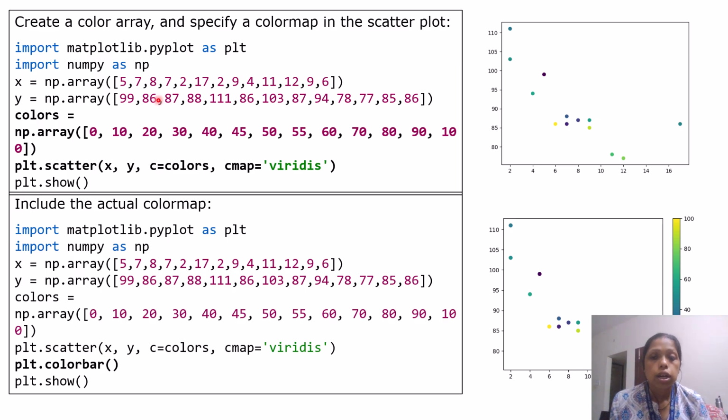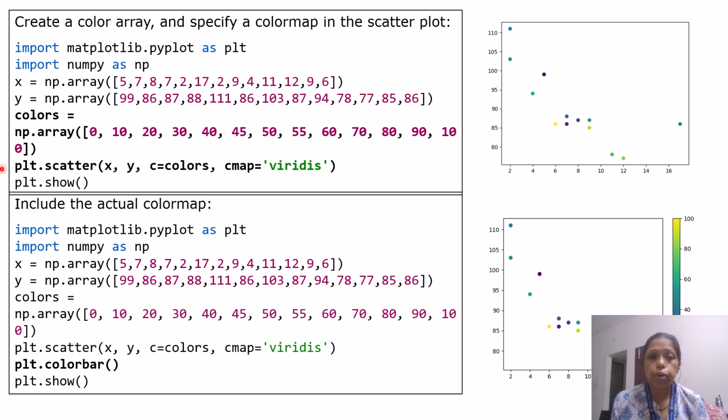So here you can see X has values, Y has values, then scatter. So what is the range of this color? Suppose 99 will be the minimum color, 0. 99 will be the 0, 86 will be 10, like this way.